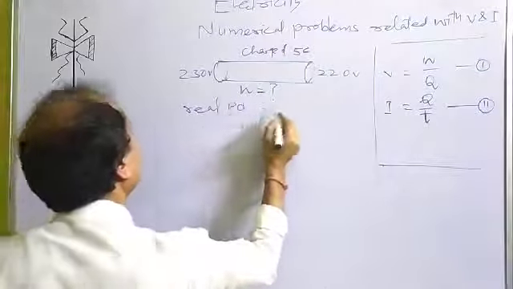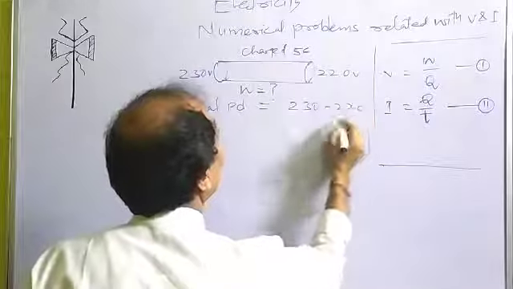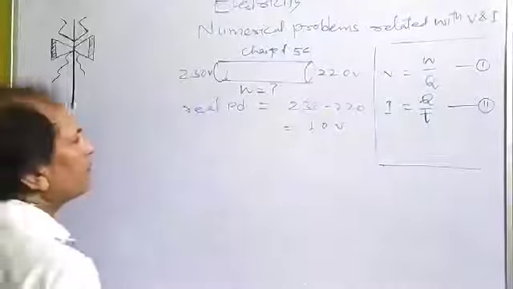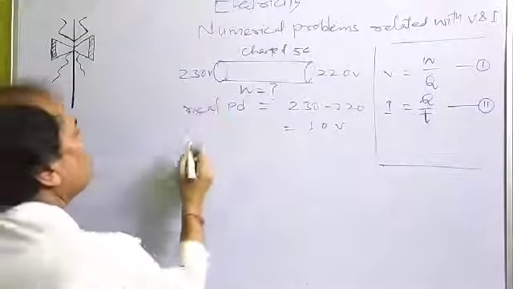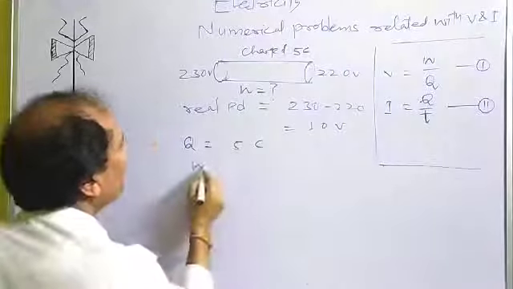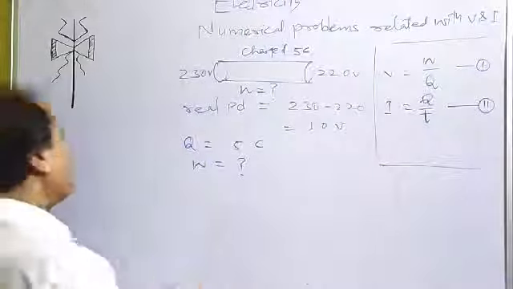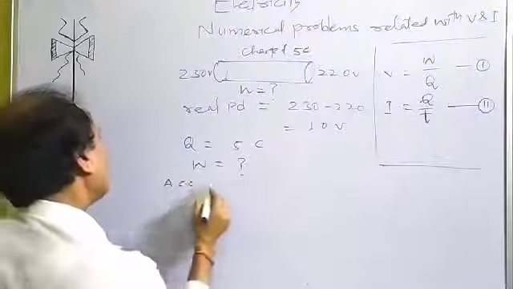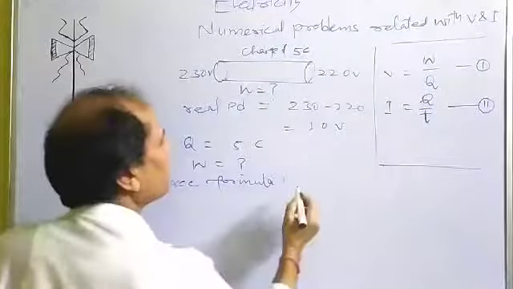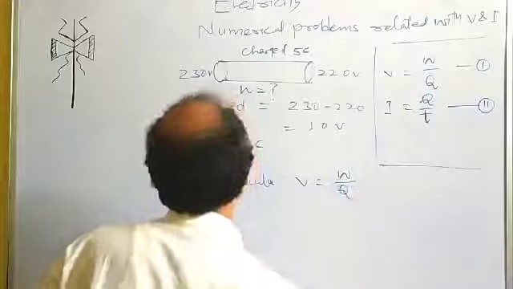So real potential difference is equal to 230 minus 220, equal to 10 volt. Now charge Q is equal to 5 coulomb. We have to calculate work done. So according to the formula, V equal to W by Q.